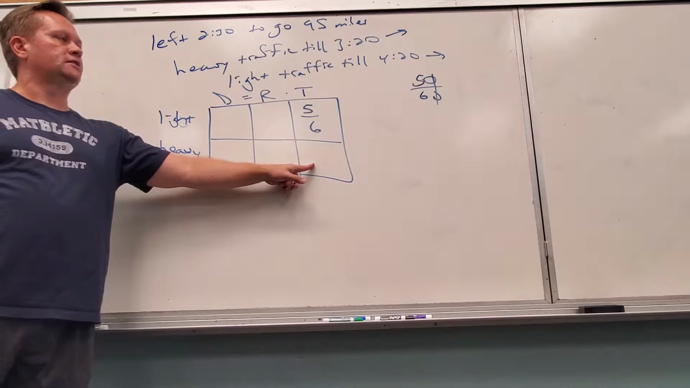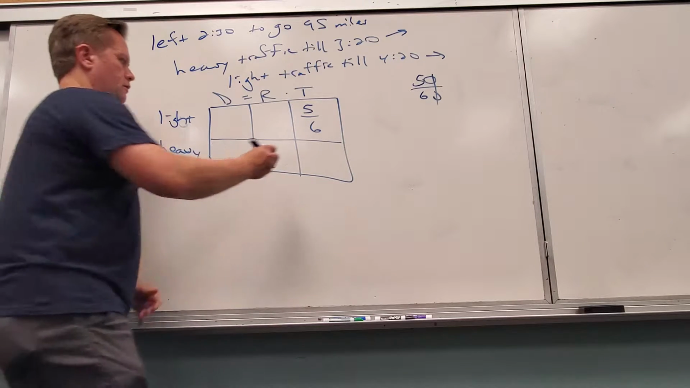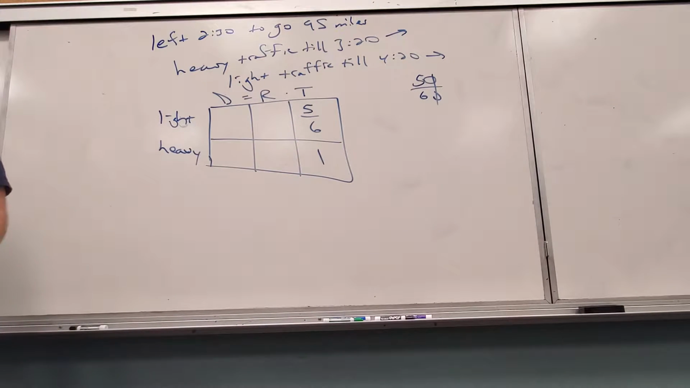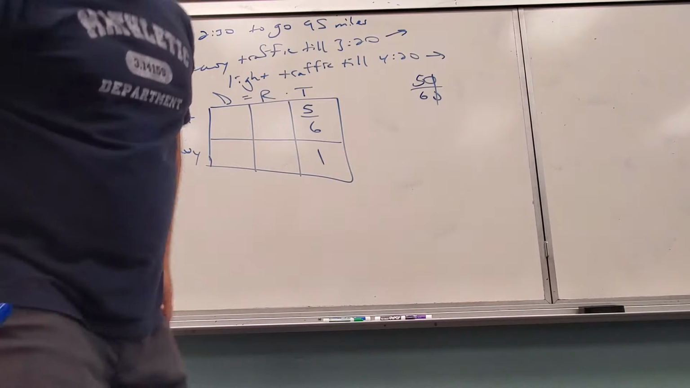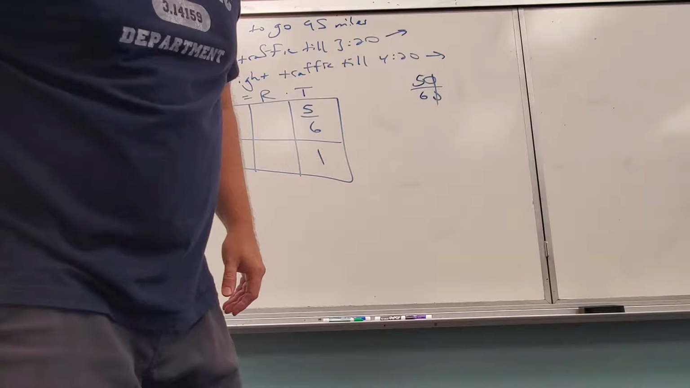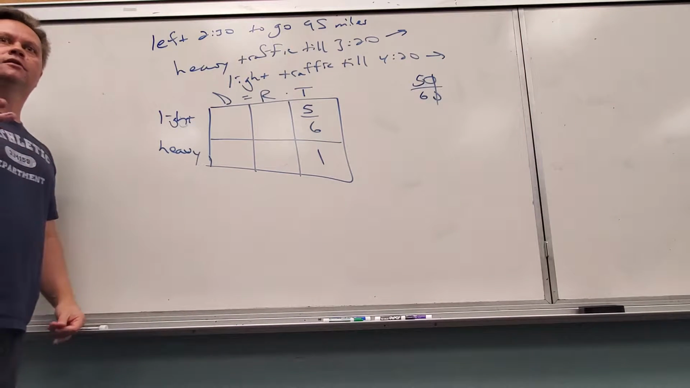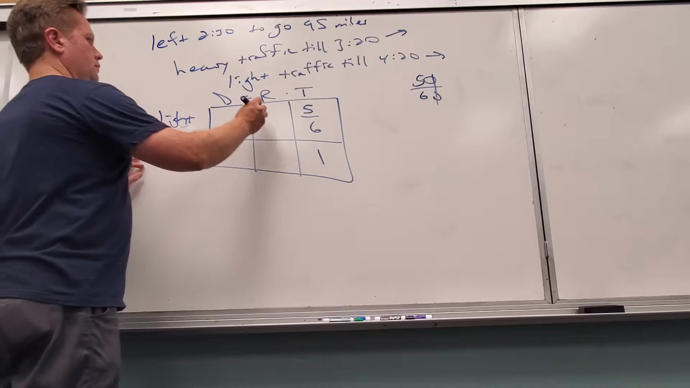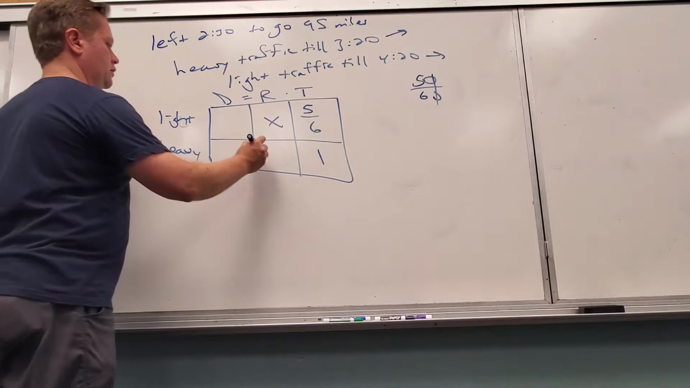And how about in light traffic? That's an hour, 60 to 1. One time in hours. As you can tell, if I ask how fast you go, you don't say so many miles per minute. Miles per hour. Now, the heavy traffic, she was going 40 miles an hour slower than the speed in light traffic. So which one would just be x? Light. And then heavy, she's going 40 miles an hour slower, x minus 40.